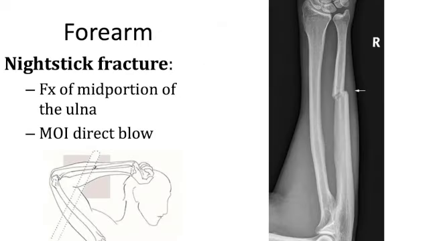So this is a nightstick fracture. What we're looking at here is a mechanism of injury of a direct blow. I actually had a patient one time who I was seeing for a rotator cuff tear, and I asked him how he got hurt, and he said that he put his arm up overhead and someone hit him in the arm with a baseball bat, and he put his arm overhead to protect his head.